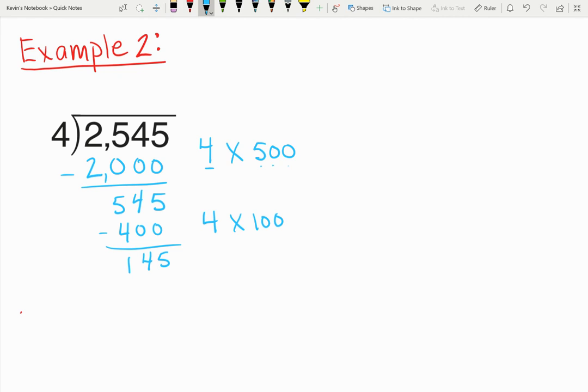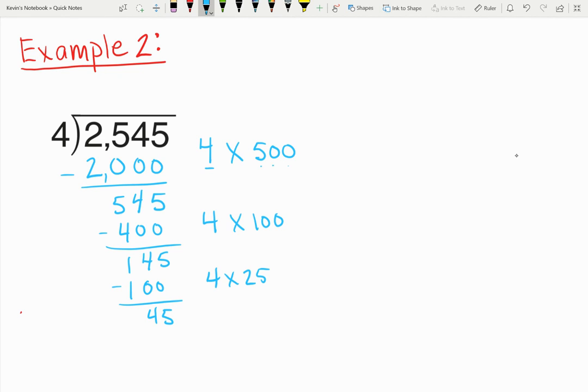So you got 145. So think, how can I get close to 145 by multiplying by 4? So let's do 4 times 25. We know 4 times 25 is 100. Subtract. We have a remainder of 45.